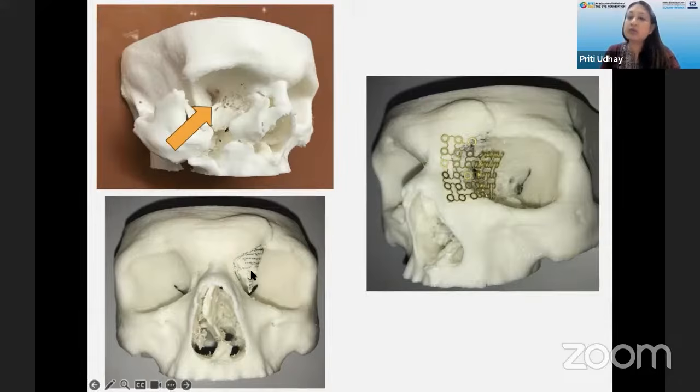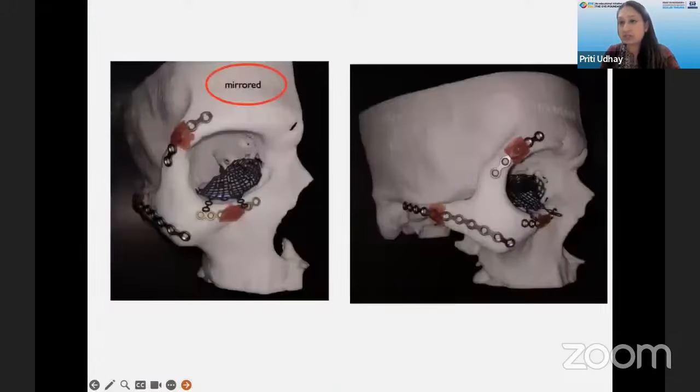Also on these models, we could plan the surgery. Like in this case, there is a callus. So we remove the callus and we contoured the implant on this. And this contoured implant then we use for reconstruction. So when this implant fits well during surgery, you know that your reconstruction is complete.